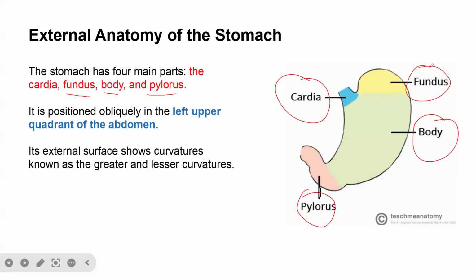Its external surface shows curvatures, which are known as the greater and the lesser curvatures. So this is actually the most important thing that we need to know. It's a muscular and hollow organ. It is very important in digestion by storing, mixing, and breaking down food substances, and it's made up of four major parts: cardia, fundus, body, and pylorus, and it is positioned at the left upper quadrant of the abdomen.